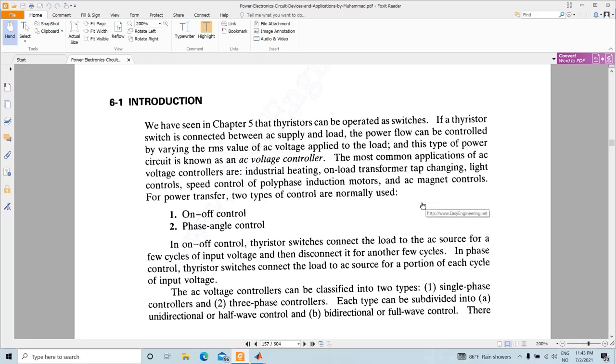In the on-off control, we have a thyristor switch that is turned on for several cycles and then turned off for the rest of the cycles. This is a very simplified version of control. By doing this on and off, you can control the output voltage.